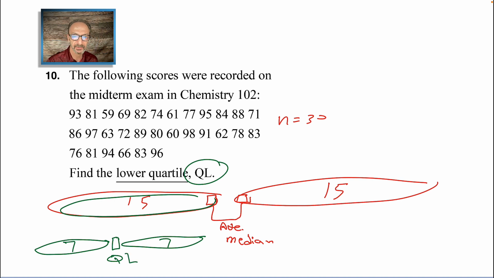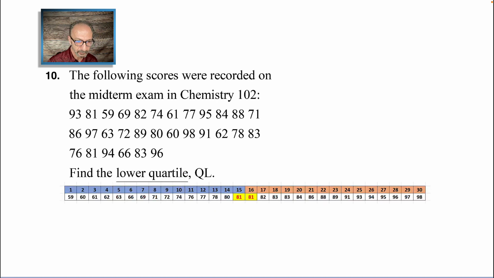So when it's odd, it's easy. You just divide them into 2 parts, leave one in the middle. When it's even, you just look for the middle 2 and take their average. So I do have the numbers in order for you, so I could save you some time.